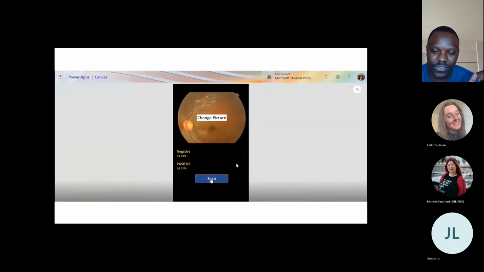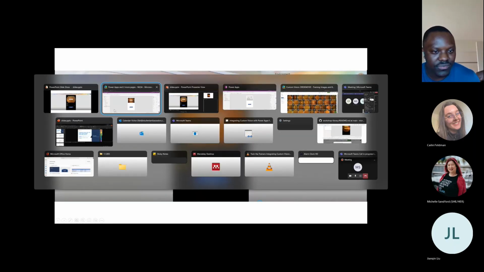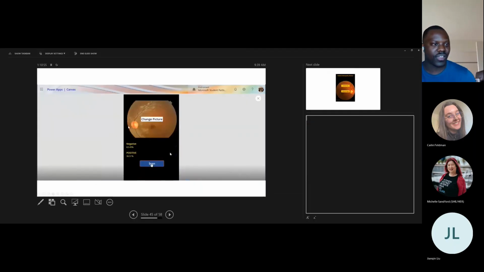That's the benefit of it. In this case, this was classified as negative, and that's roughly how the PowerApps side works. I will just go back to the presentation to finish off.